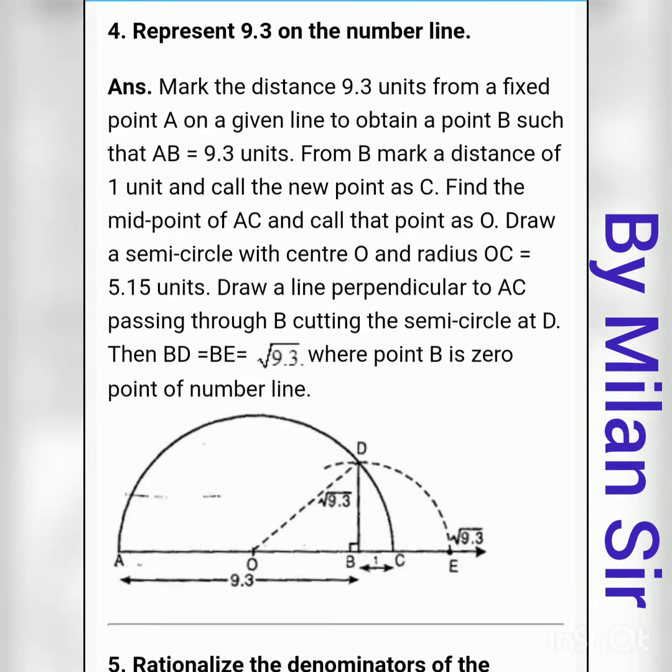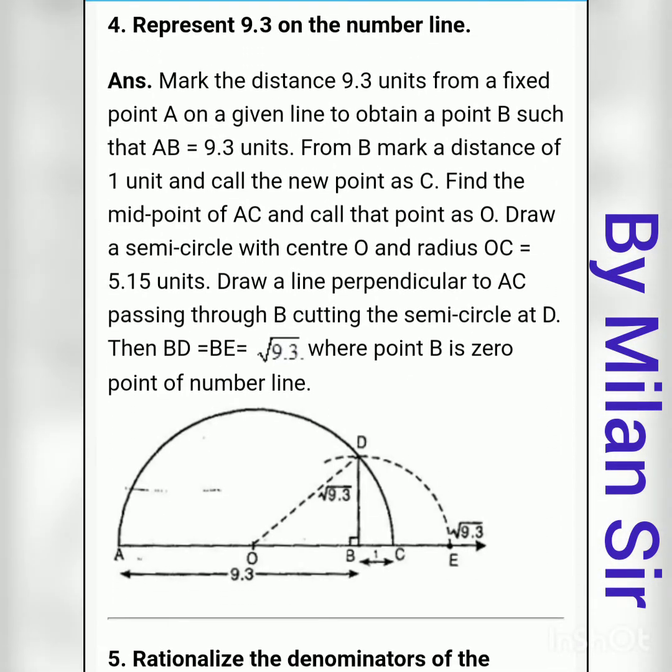Then question number 4. Represent 9.3 on the number line. Here it is not 9.3 but under root 9.3, because there is some mistake in this PDF. We need to represent under root 9.3 on the number line.